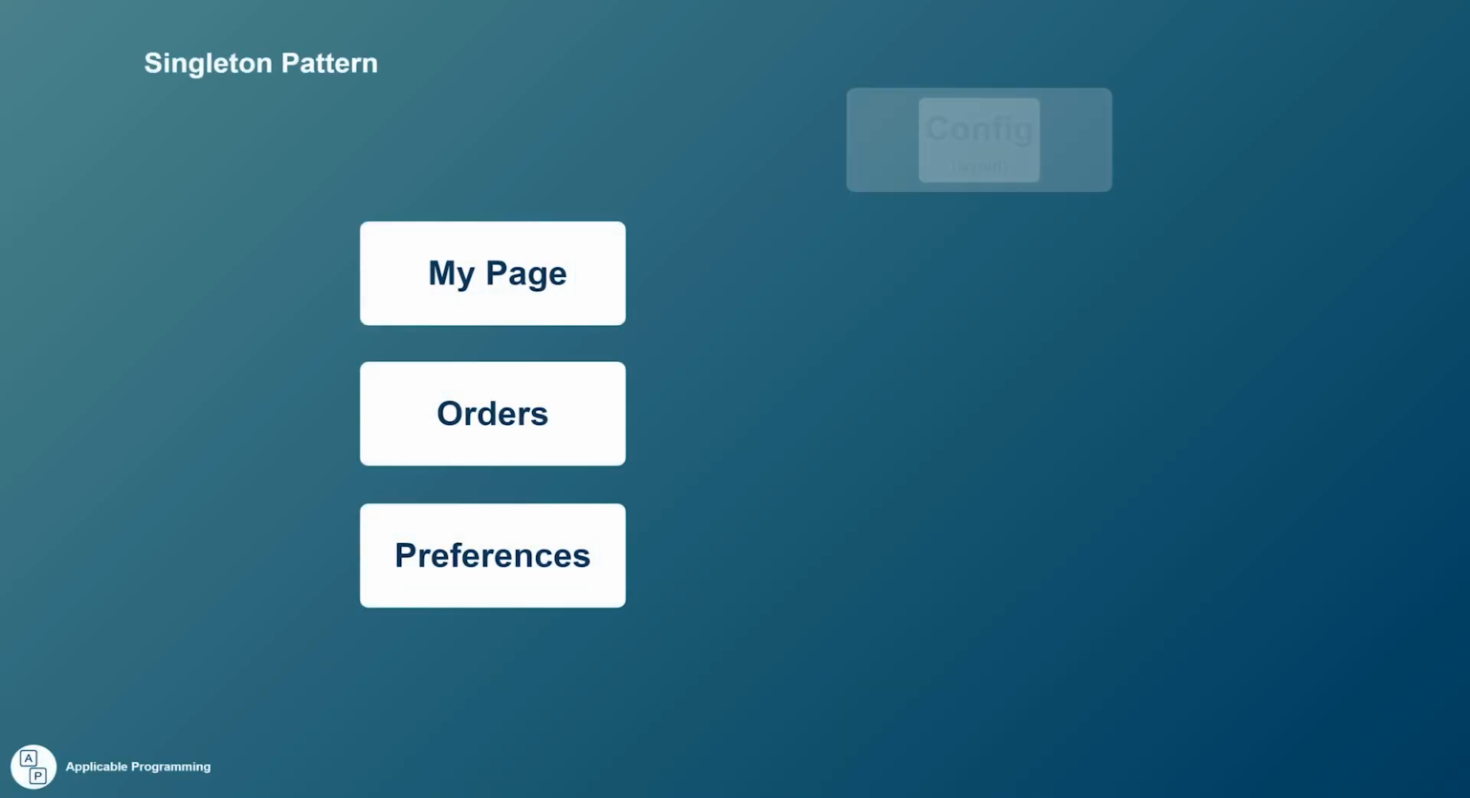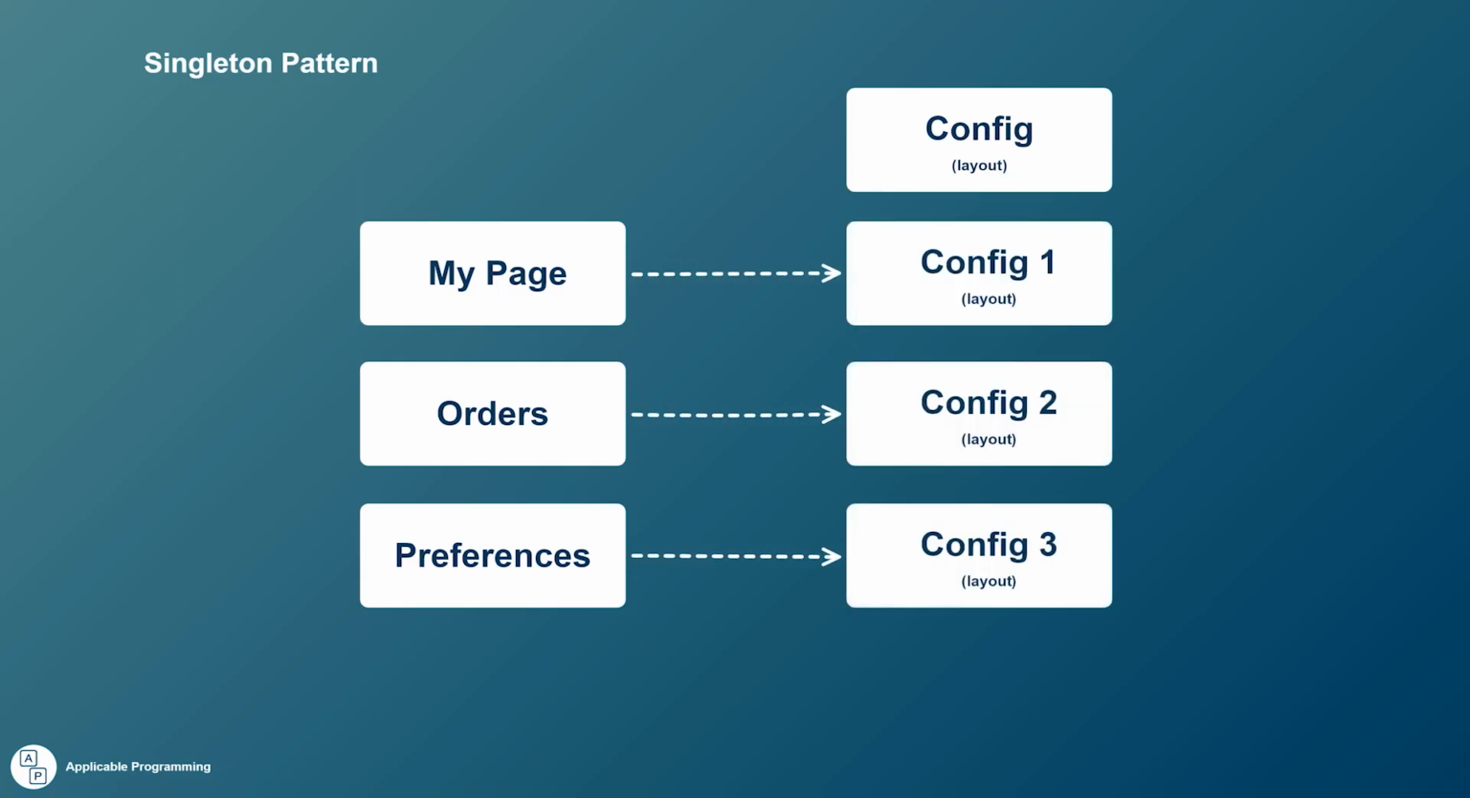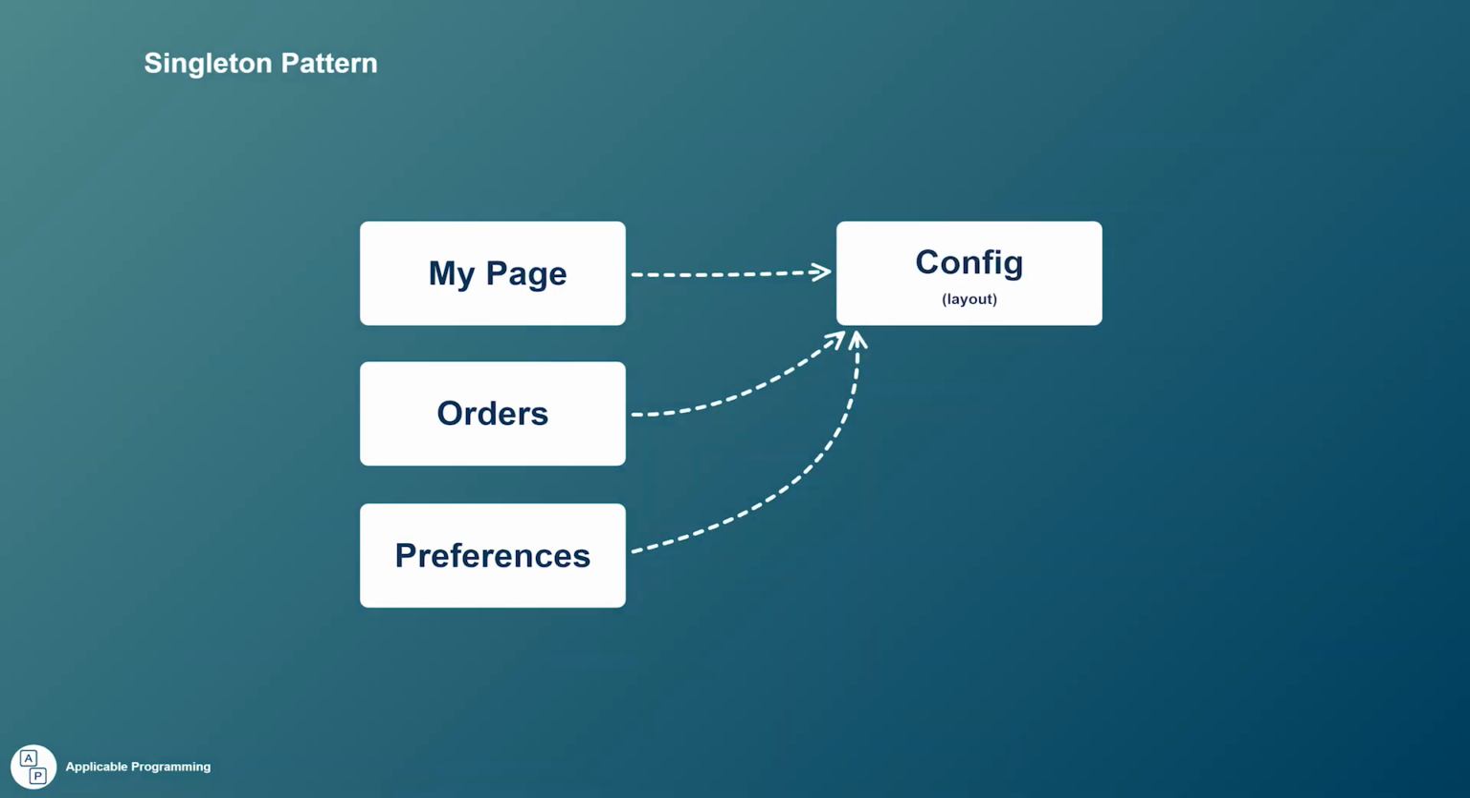Say we have a configuration object containing maybe some layout information. We want to make sure that this object is exactly the same object regardless of which component we are using and creating it from. If each component makes a new object, we will get, well, multiple copies. That is not what we want. What we want is one and only one configuration object in our entire application.